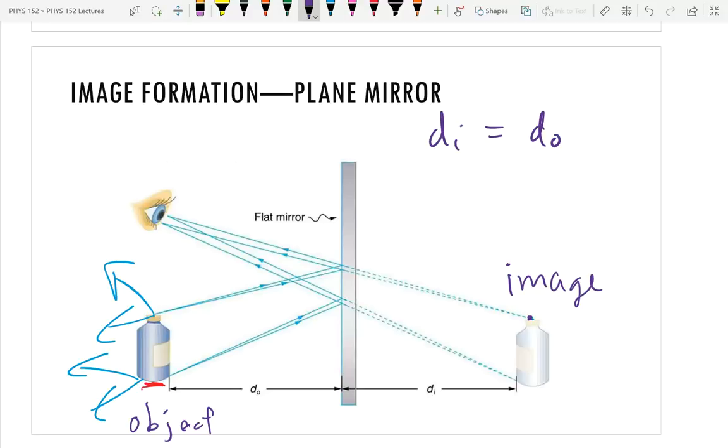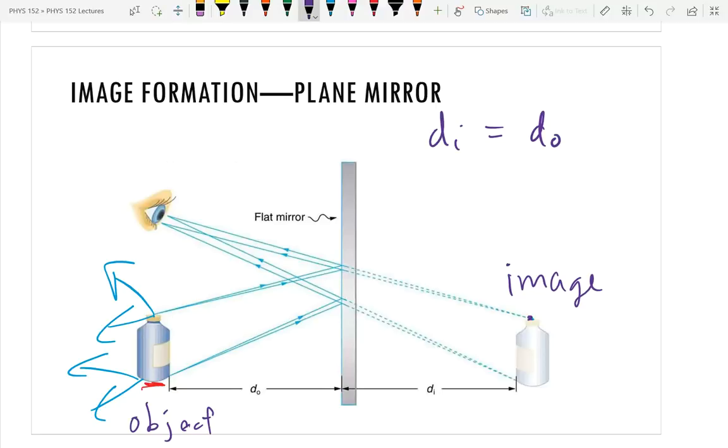What constitutes a positive distance? An object distance for a real object, that is for a physical object, will always be positive. The object distance will be the distance from the object to the optical instrument that we're talking about, and it's always going to be positive. By convention in physics, we always put the object on the left-hand side of our item. So here the object's on the left-hand side, so it's a positive object distance. The image distance is the distance from the optical instrument, in this case the mirror, to where the image is. That's positive if the image is on the same side of the optical instrument as the rays come out.